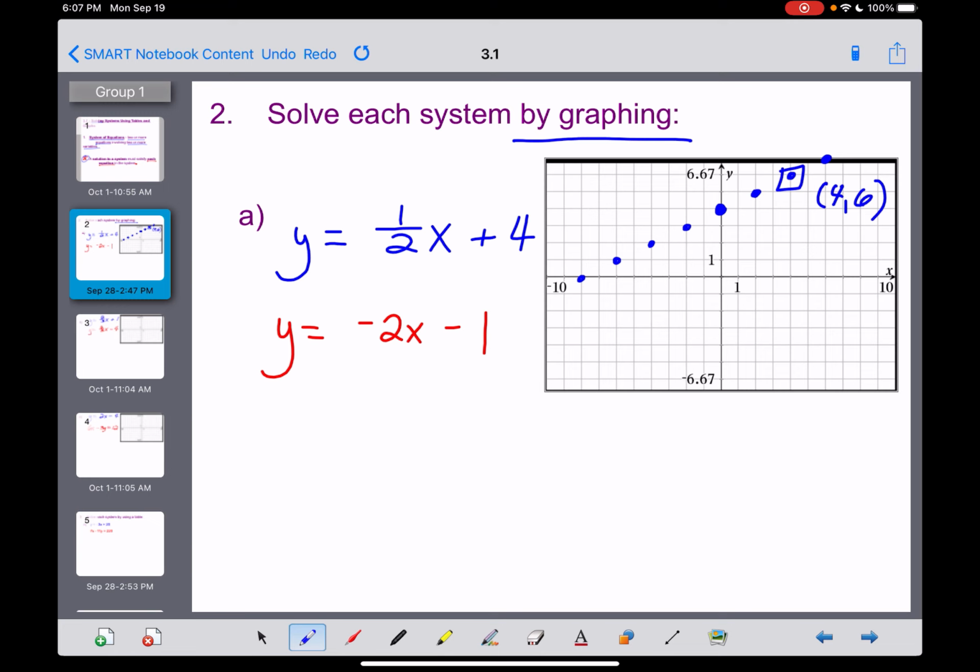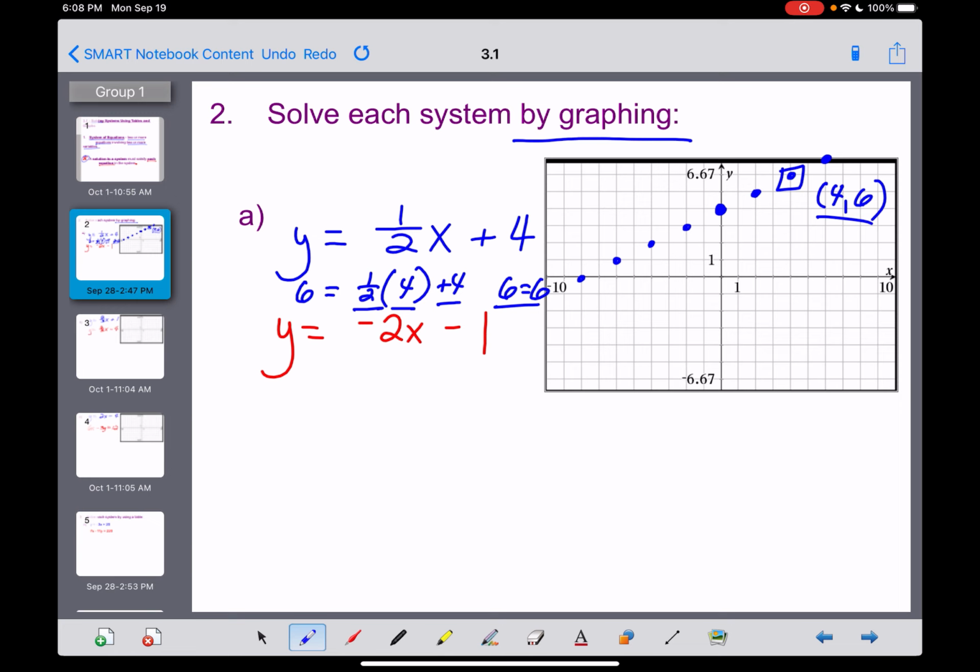Our y value there is 6, and that equals 1/2 times an x value of 4 plus 4. Well, half of 4 is 2. 2 plus 4 is 6. So we end up with 6 equals 6. That's a true statement. So (4, 6) is one solution to that blue equation.